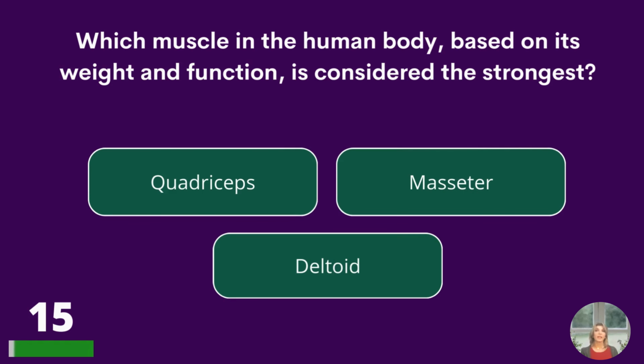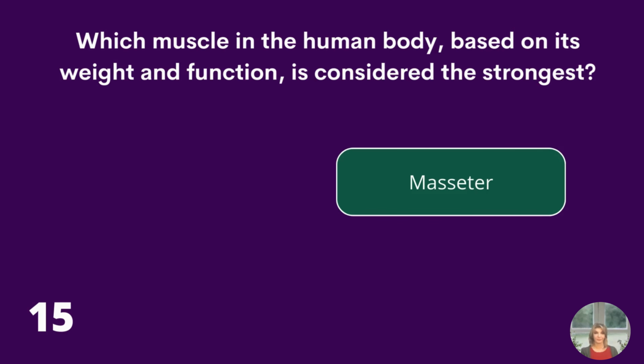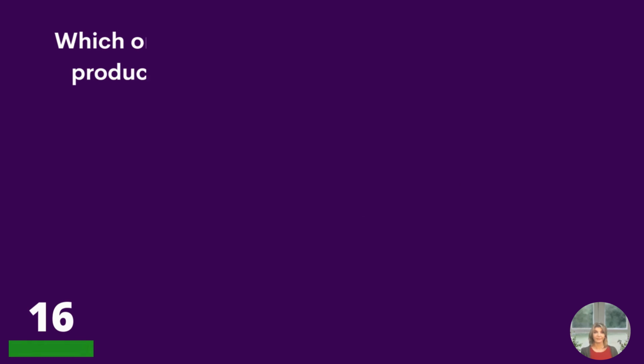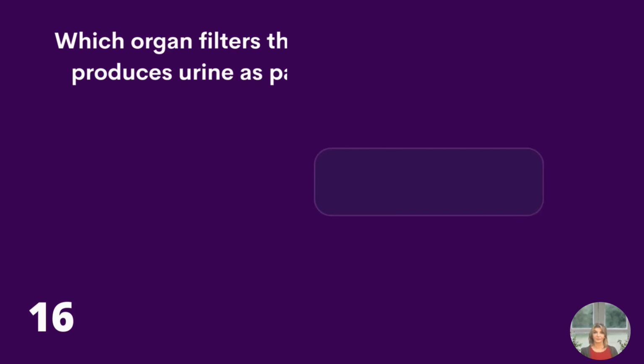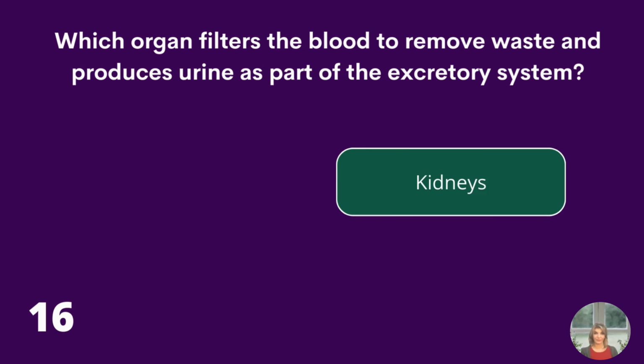Which muscle in the human body, based on its weight and function, is considered the strongest? Masseter. Which organ filters the blood to remove waste and produces urine as part of the excretory system? Kidneys.